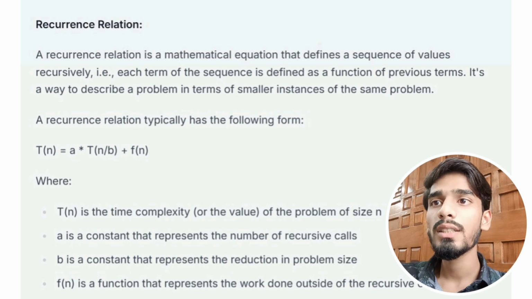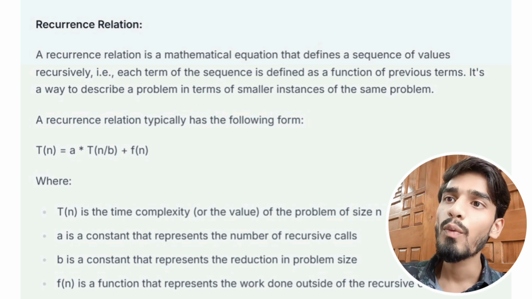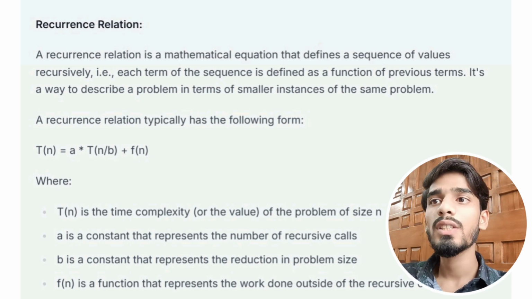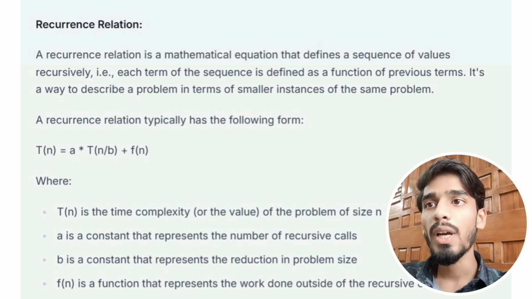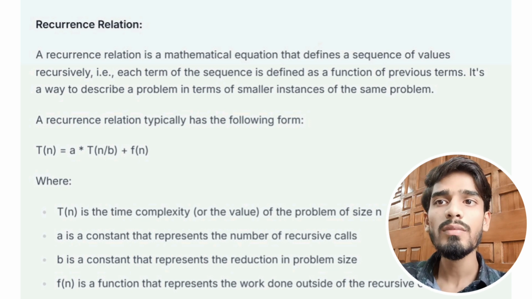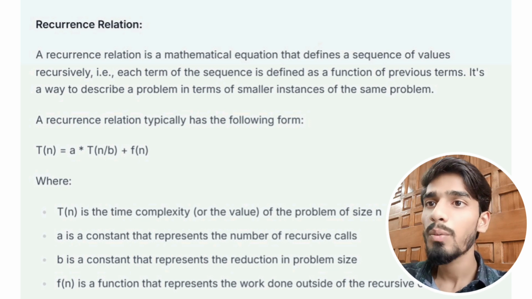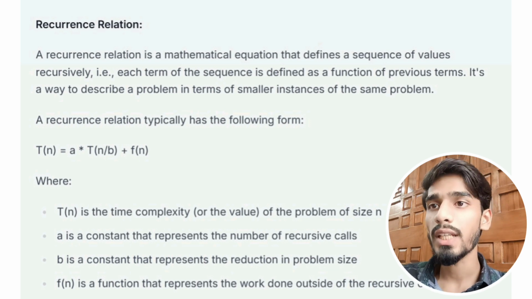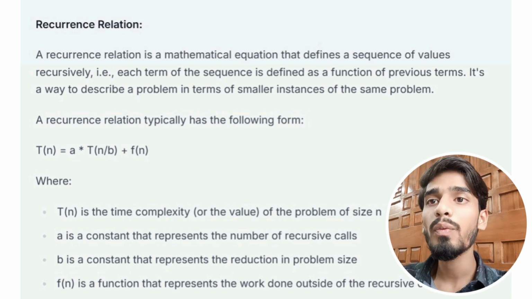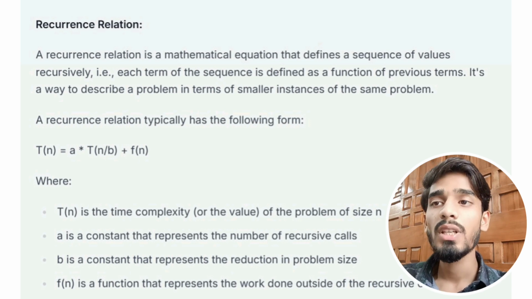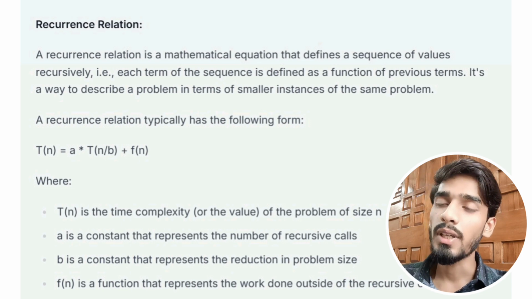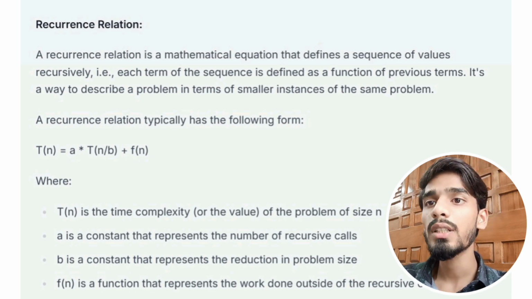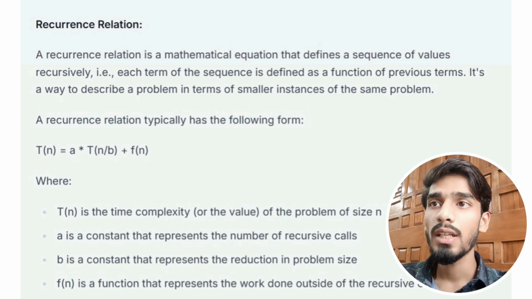A recurrence relation typically has the following form: T(n) = a * T(n/b) + f(n), where T(n) is the time complexity or the value of the problem of size n. a is a constant that represents the number of recursive calls. b is a constant that represents the reduction in problem size. f(n) is a function that represents the work done outside the recursive calls.